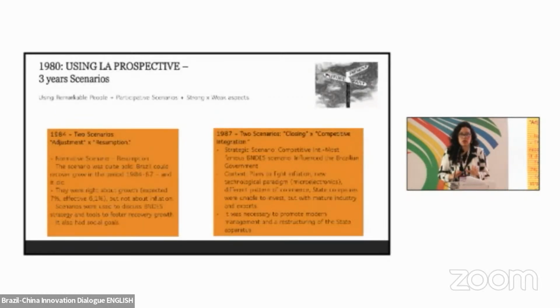Now we have two experiences in the 80s. The first experience was the experience of 1984, where we're in the middle of the crisis. We're discussing the re-democratization of the economy, and we have the Diretas Já campaign, and we have specific scenarios. They start with 4, then they go to 2. One is the adjustment, and the second one is the resumption. So these scenarios are very bold.